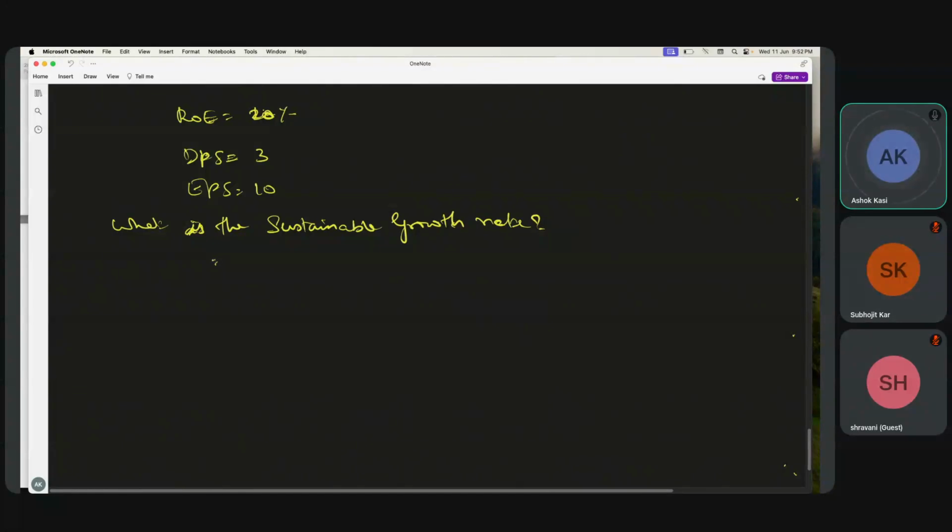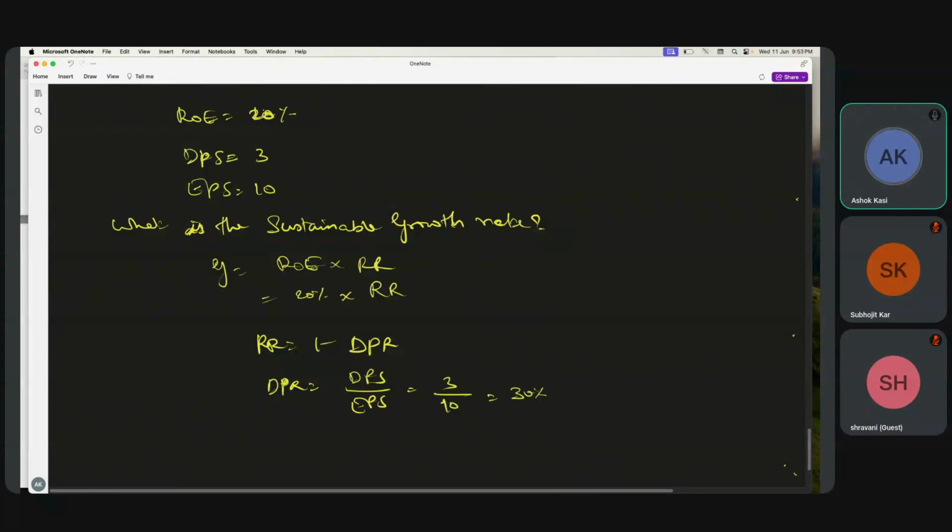14 percentage. Why? Because again, growth is equal to return on equity into retention ratio. Return on equity is given. Retention ratio is equal to 1 minus dividend payout ratio. Dividend payout ratio is equal to DPS by EPS. DPS is 3 by 10, that is equal to 30 percentage. So retention ratio is 1 minus 30 percentage, 70 percentage. So 20 percentage into 70 percentage is equal to 14 percentage.